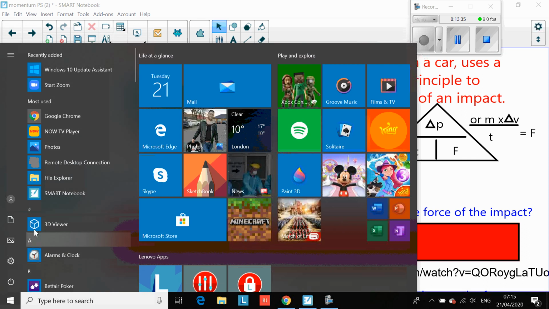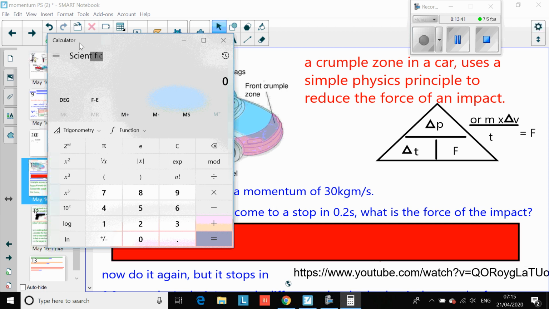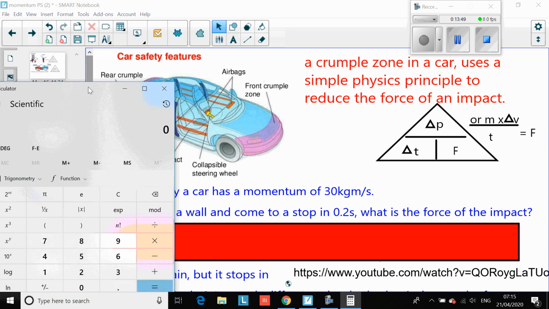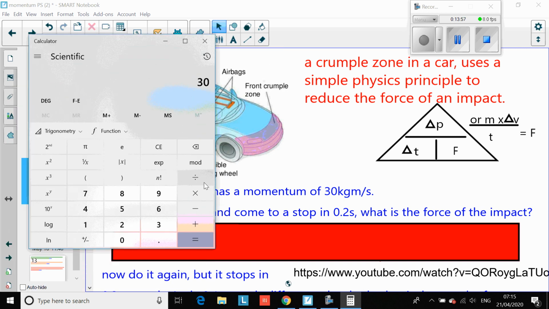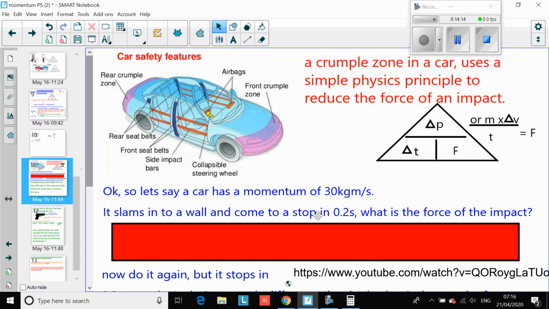Okay, so let's get our calculator out and we can actually work this out. It's quite straightforward. So let's change momentum. Now, it had a momentum of 30 kilograms meters per second, but obviously when it hit the wall and stopped, it went down to 0. So our change in momentum is 30. So let's put that in. 30 divided by 0.2 seconds. So in this case, we've got a force of 150 newtons of impact.